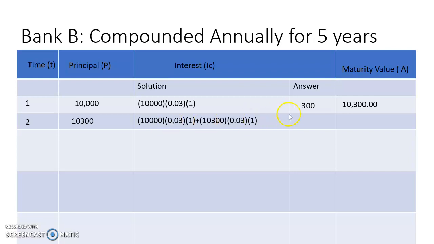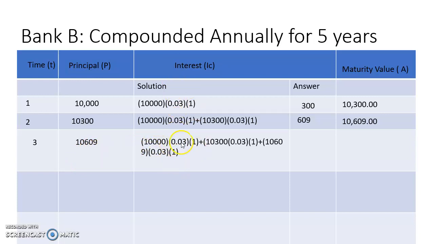Okay. So, for the second year, interest is 10,000 times 0.03 times 1 plus this one, 10,300 times 0.03 times 1. So, the interest for the second year is 609. Maturity value is 10,609.